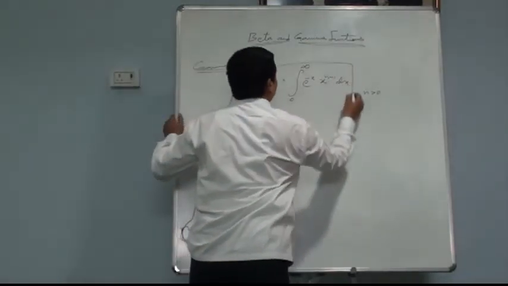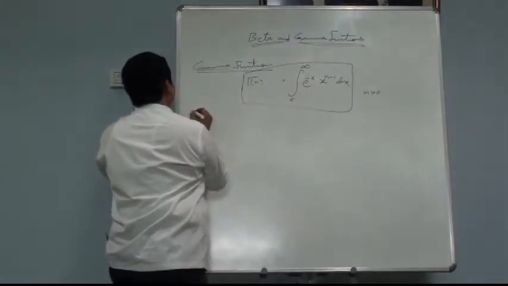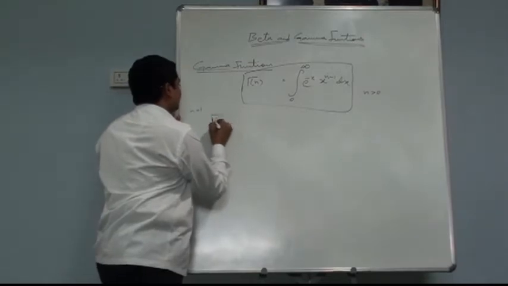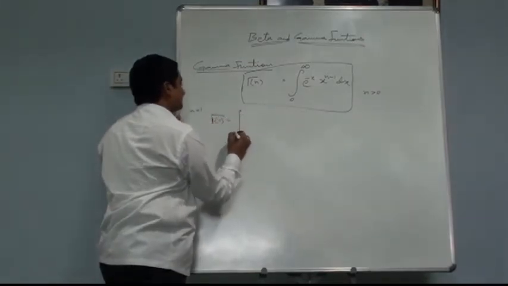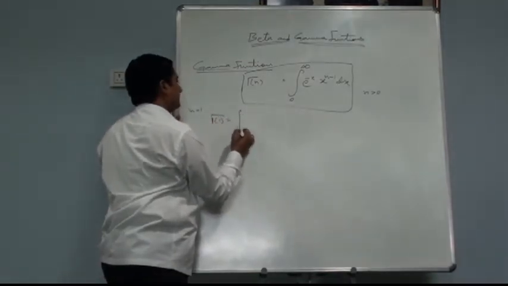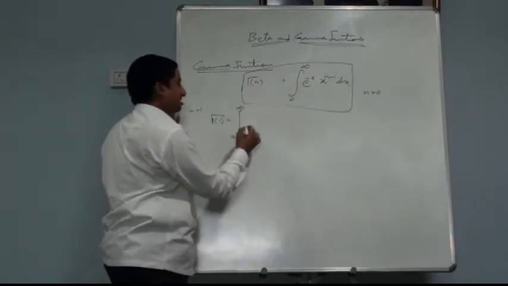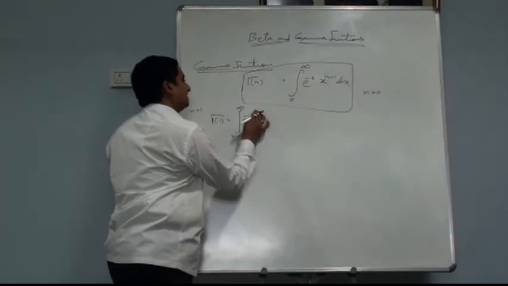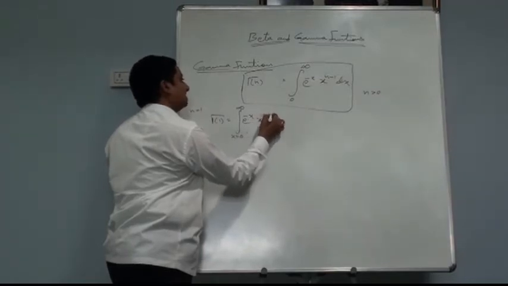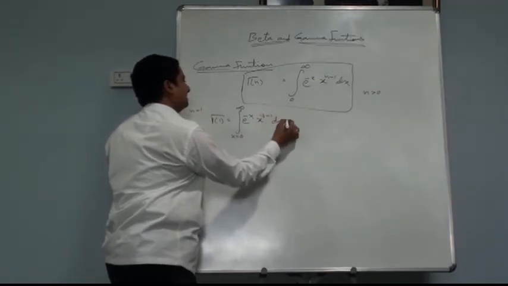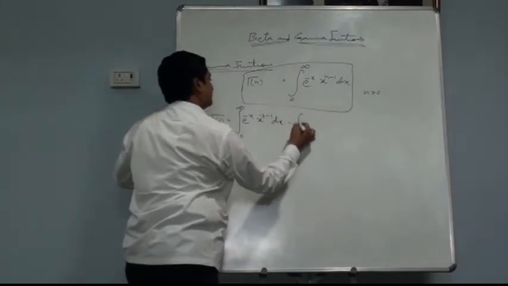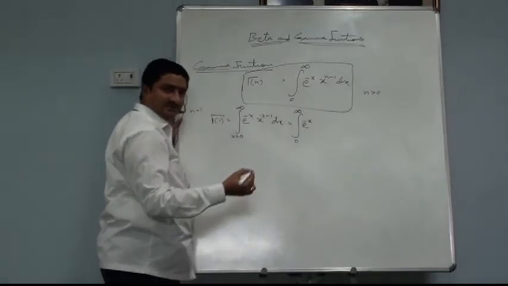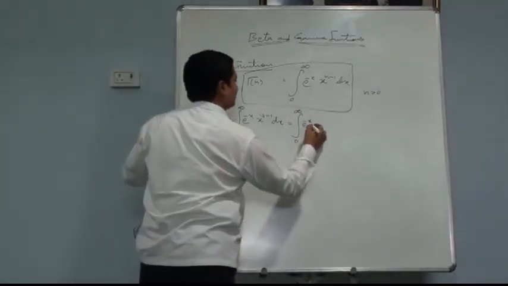Now, if you take n is equal to 1, this is a simple result, gamma 1. If I replace n with 1, this is going to be integral 0 to infinite e power minus x, x power n minus 1, in place of n I am writing 1 minus 1, into dx. This is x power 1 minus 1, x power 0, which is going to be 1, into dx.